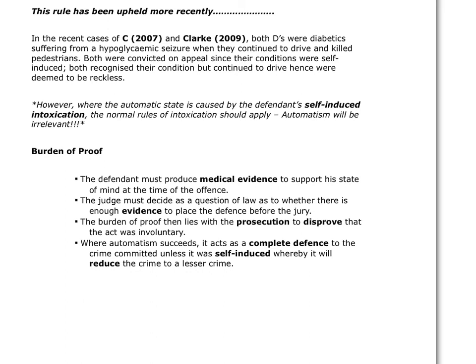Where it does succeed, it will be a complete defence unless it was SIA, self-induced, where it will ordinarily be reduced to the lesser crime. So that's it in short.